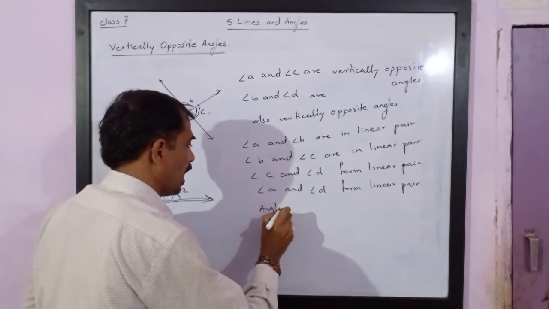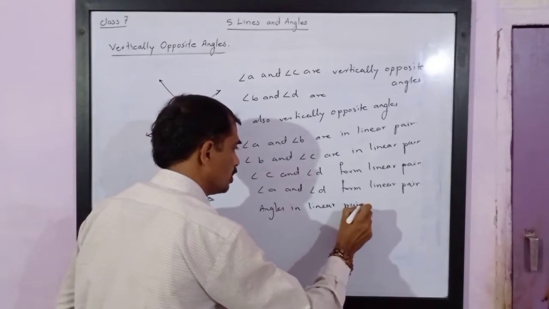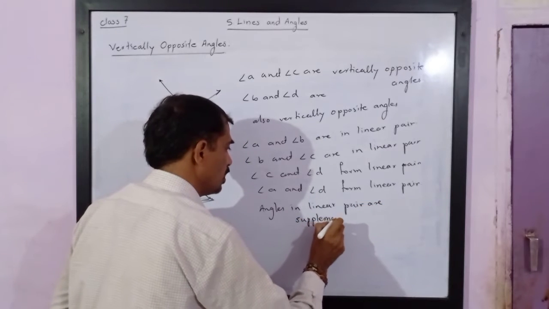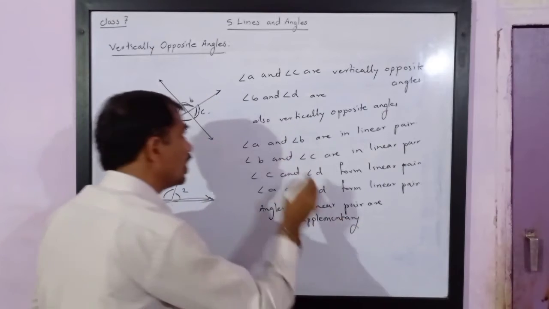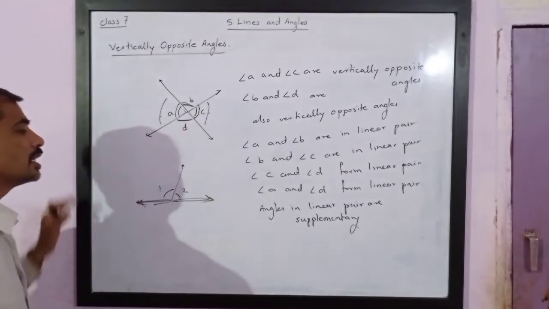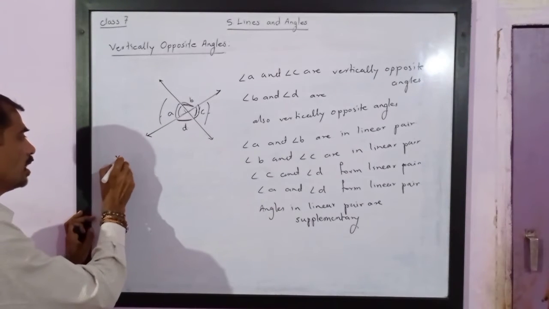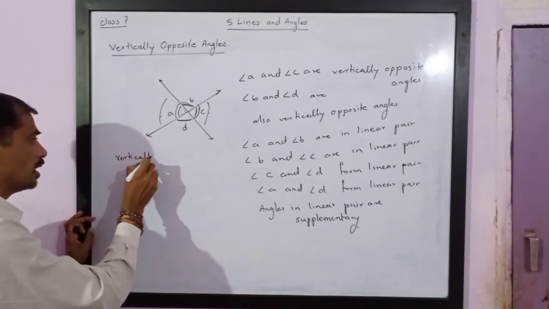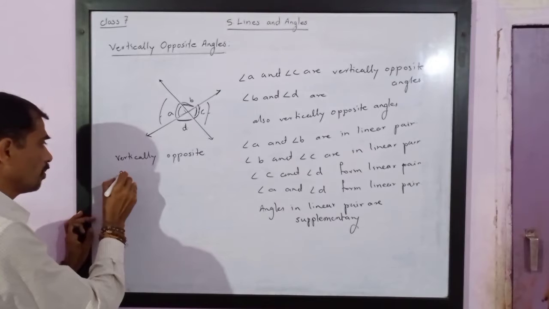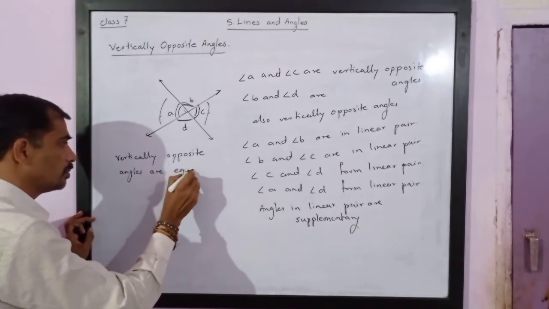Angles in linear pair are supplementary. And please note here, if you see the vertically opposite angles, the measure of A and C is exactly equal. So it means vertically opposite angles are equal.